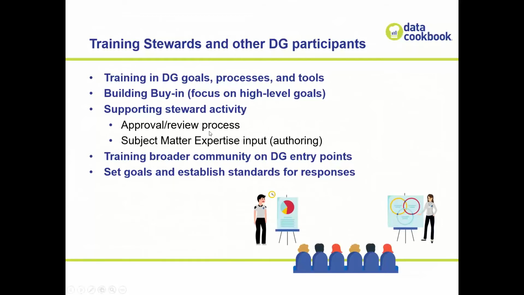Support their activity by supporting the stewards through the approval review process and subject matter expertise and input. So give them whatever they need to make sure that they can do their job. And then training the broader community on how to do these sort of points of entry for new requests or questions or submitting new content in. And then set goals and establish standards for responses. So maybe you say, hey, if someone submitted a data request for a new report, we want to have that spec'd out and documented within 3 days or something. It's something that you can define and communicate to everyone, and then measure that effectively.